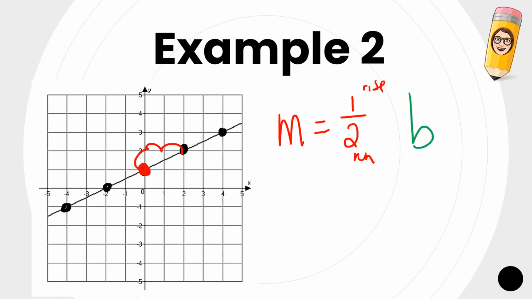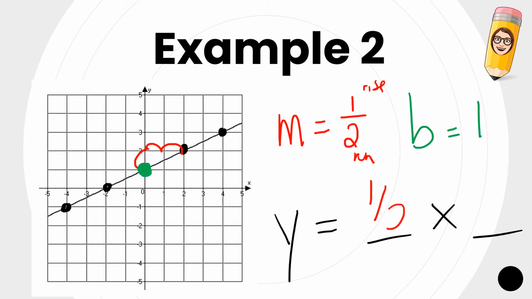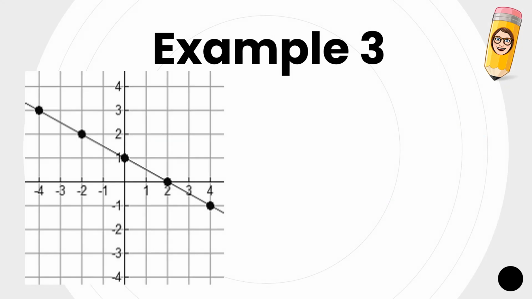Let's talk about our b. Our beginning, where do I cross the y-axis? Our y-intercept is at positive 1. Let's write our equation. The slope is multiplied and placed in front of the x. The b is added or subtracted to the end. In this case, it's addition because it's a positive 1. Remember at any time, if you need to pause the video to jot things down, make sure you do so.